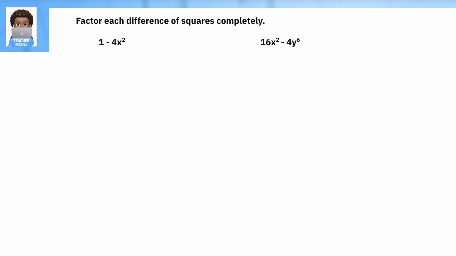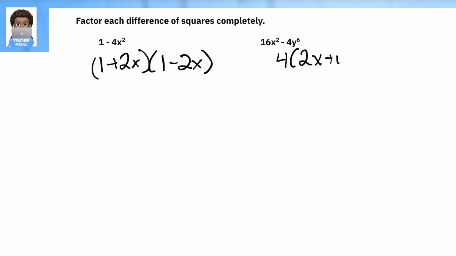Let's start with the very first one. The answer for the first one is 1 plus 2x, 1 minus 2x. And for the second one, we have 4 times 2x plus y to the third times 2x minus y to the third. That's it for today's lesson.